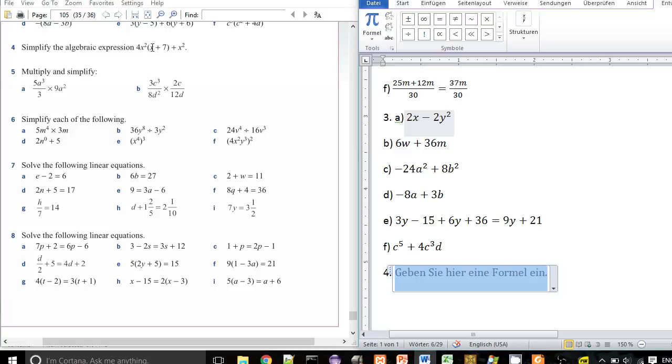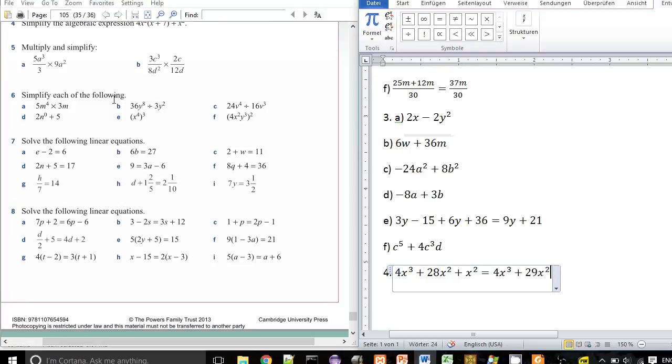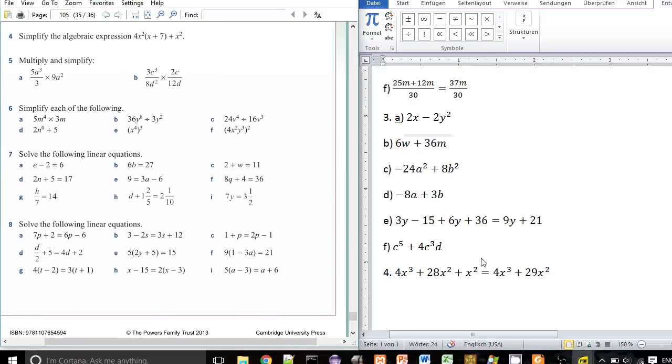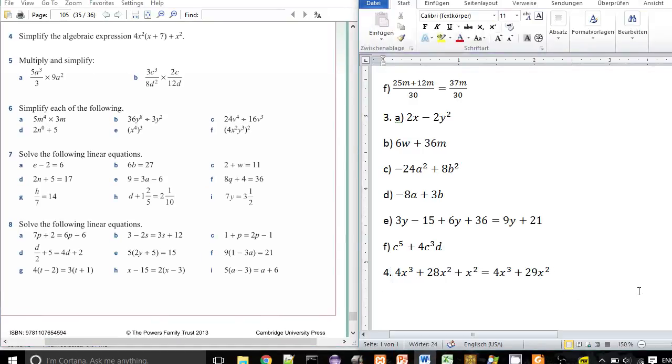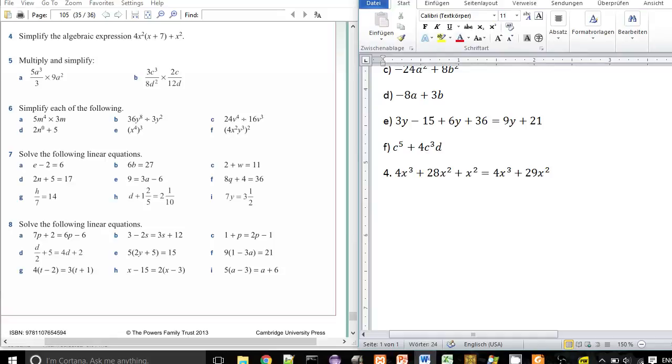Okay, so 4x squared times x, just the power goes up by 1, becomes 4x cubed, and then it'll be 28x squared, and then just another x squared. Okay, so the x cubed is separate, but 28x squared plus another x squared, that part stays the same, plus 29x squared. That's it. Next one. Okay, multiply. I'll just give myself some space.